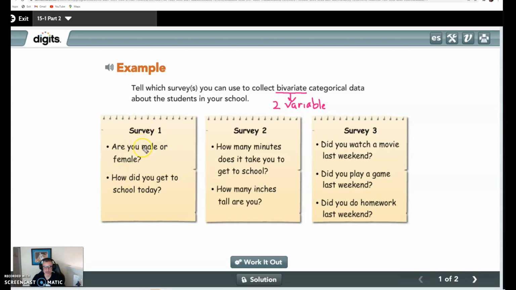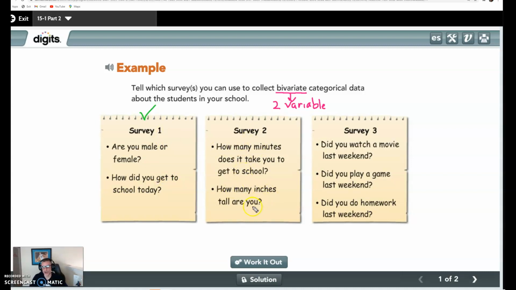So already I'm looking at survey one. It says, are you male or female, right? And then how did you get to school today? Okay, so we could use that for bivariate categorical data, right? Those are both categories. How you got to school is not a measurement, right? You go by car, bike, walk, right? So this is definitely bivariate categorical data. So I'm going to put a little green check mark next to this one, right? We got two categories here. Good to go.